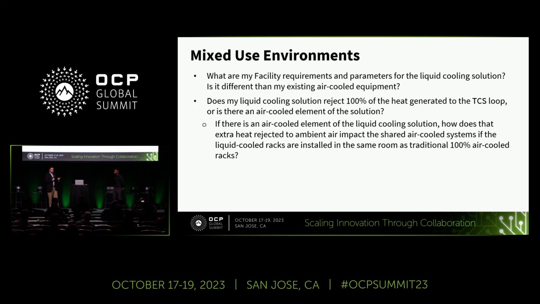Some examples of this: does my liquid cooling system reject 100% to the liquid, or is it a mix of air-cooled and liquid-cooled? If there's a significant chunk of air-cooled heat load being rejected, that may have significant impact on how you do your space planning, where you physically want to locate your liquid-cooled racks, and whether or not they can even go in the same space as your existing 100% air-cooled racks.